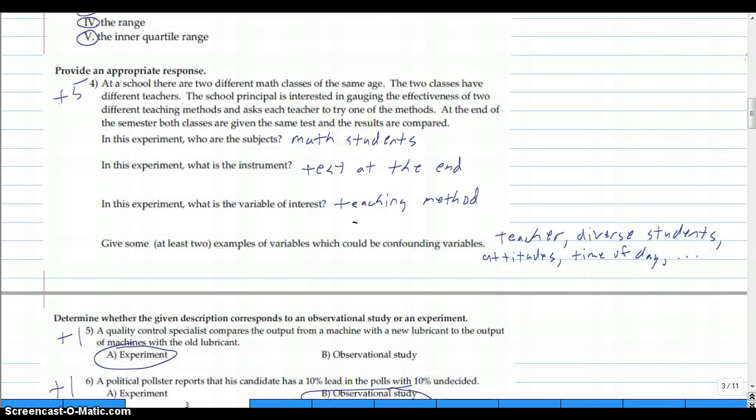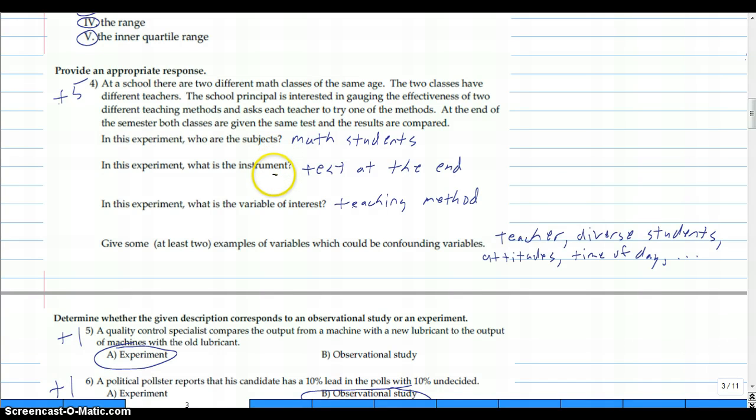Number 5. I had some trouble with this one, and I think that was kind of due to my error. I don't know if I explained this very well or didn't point to it. So that's one reason I didn't feel too bad about giving a little credit back. And this one, it says, who are the subjects? The subjects are the math students. That's the people being studied, the students.